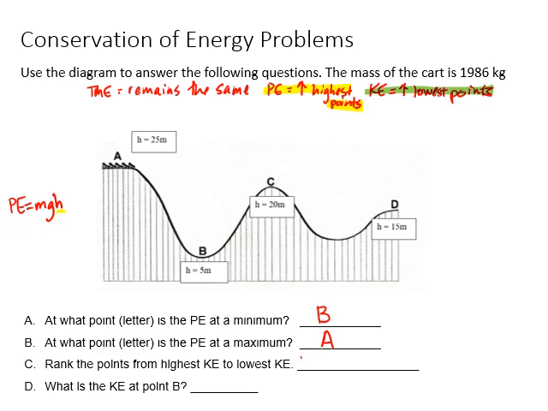Our lowest point on here is B first. Our second lowest point is D. Third lowest point is C. And our fourth lowest point is A. A is going to be our highest.